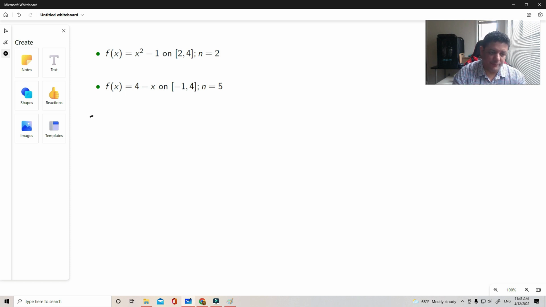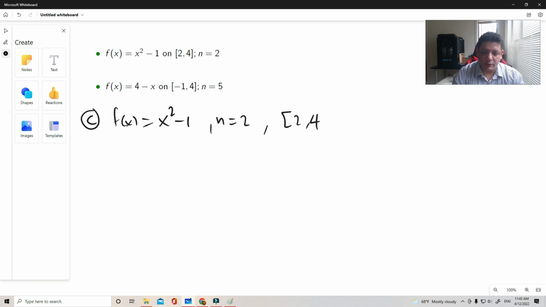Now let's see a couple more examples of Riemann sums. For the following function, we're just going to use a partition with 2 elements, and I'm going to work on the interval 2 to 4. Now, for this particular one, we're going to use the midpoint Riemann sum.